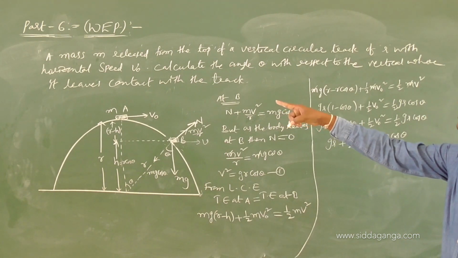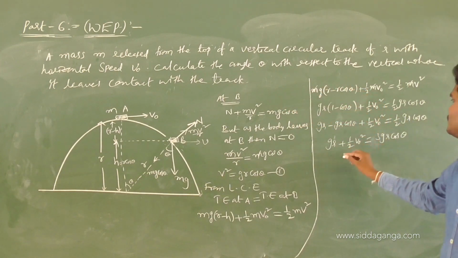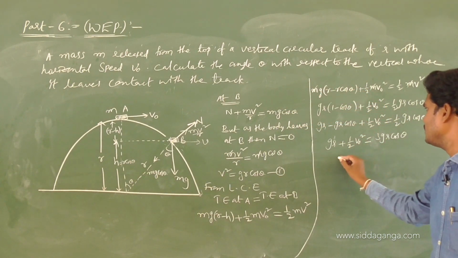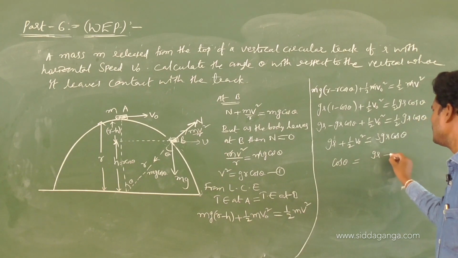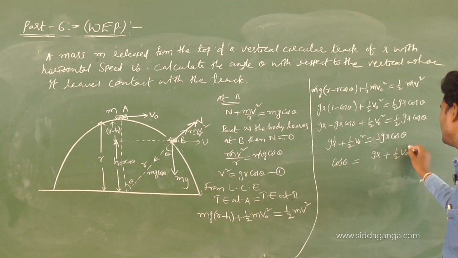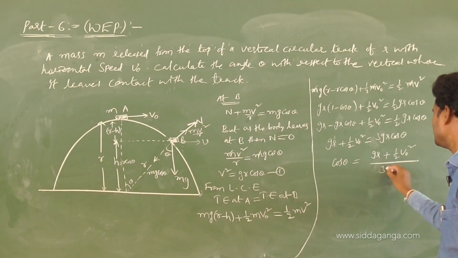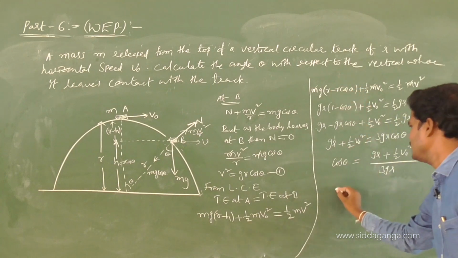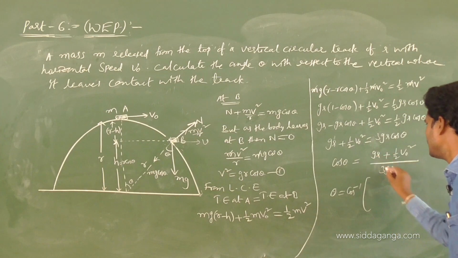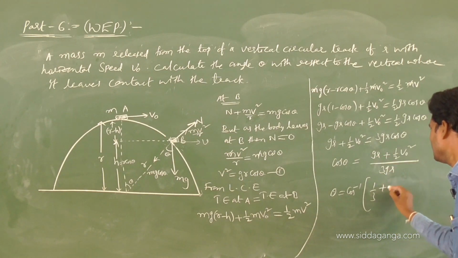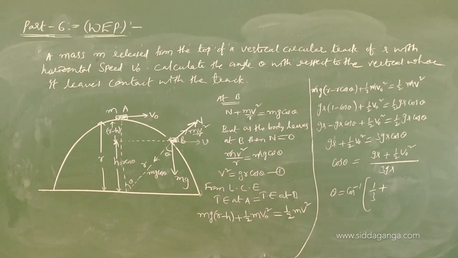What speed you have to give? Theta they are asking now. So let me find theta. So cos theta we can write as gr plus half v square by 3gr. They are asking at what angle. So theta is equal to cos inverse of gr by 3gr, 1 by 3, and this is v naught square by 6gr.